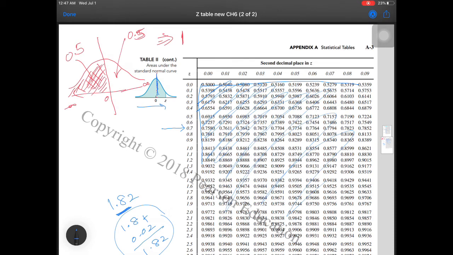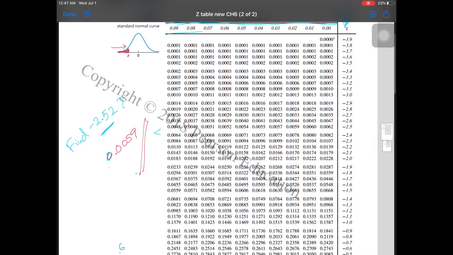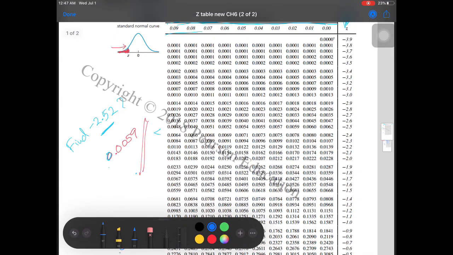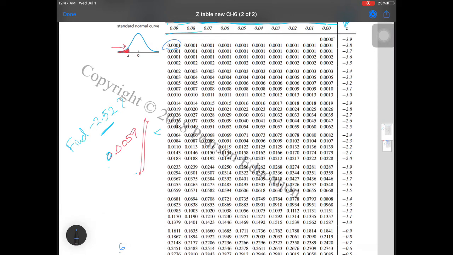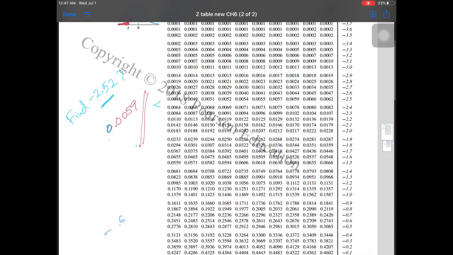Since you cannot find 0.04 here, go up and check this table. Let me find that 0.04. It is hard to find 0.04 here. 0.07 is here, 0.02 is here. Here you can see 0.04, but you have to get the closest value.